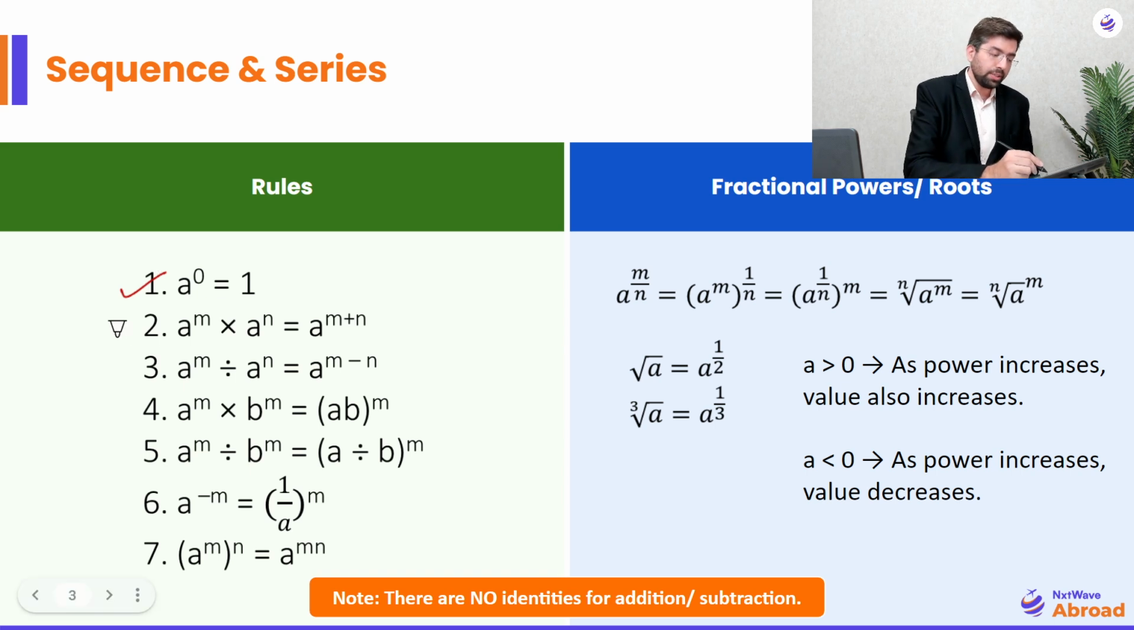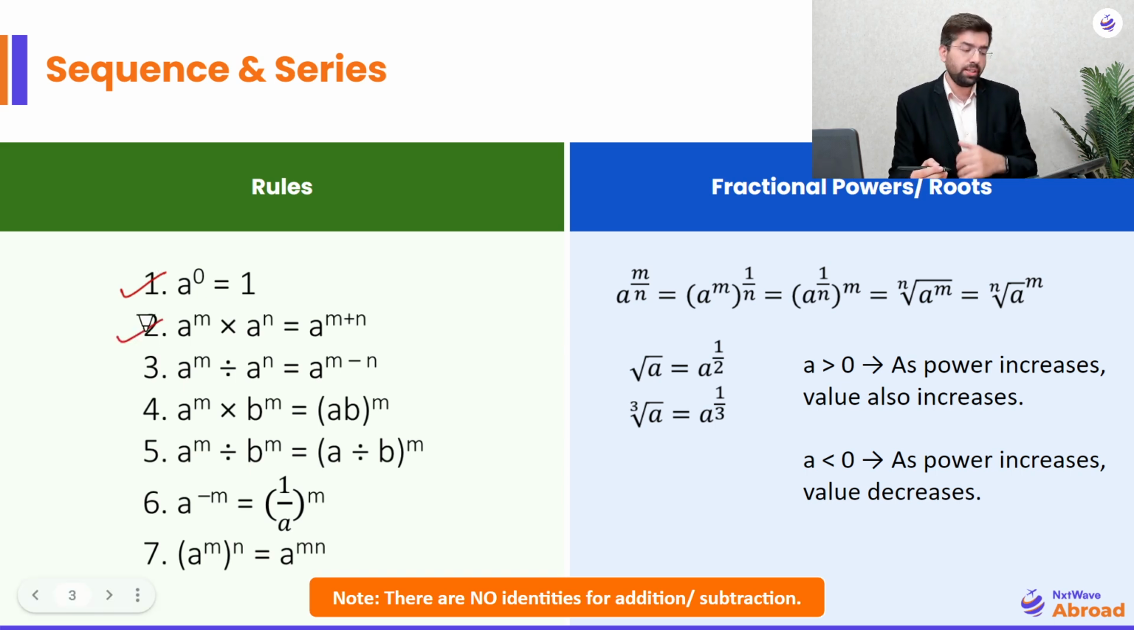The second rule is if the bases are same and we raise the power to m, and again we have a raised to power n, so basically the sign of multiplication is there in between, the powers get added with the same base. So a raised to power m divided by a raised to power n would be a raised to power m minus n. So powers get subtracted in case of division if the bases are same.